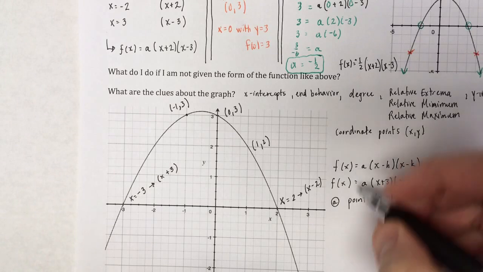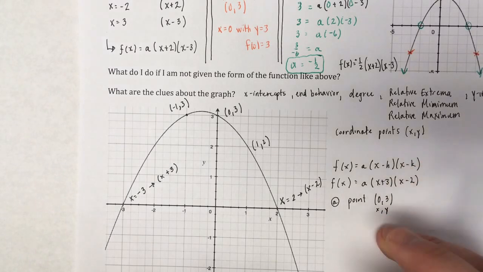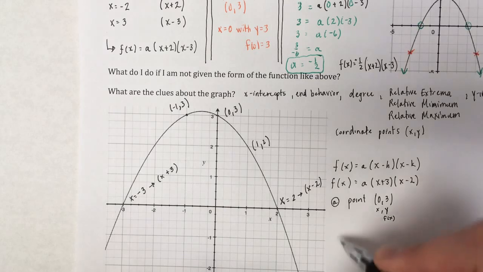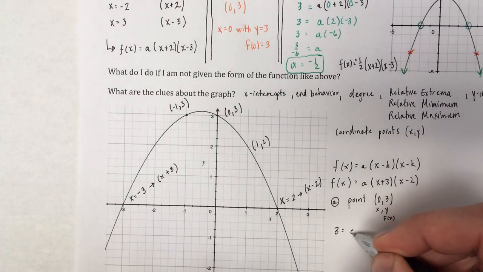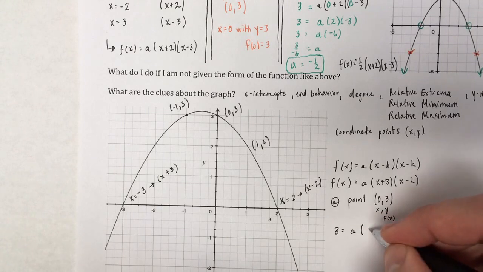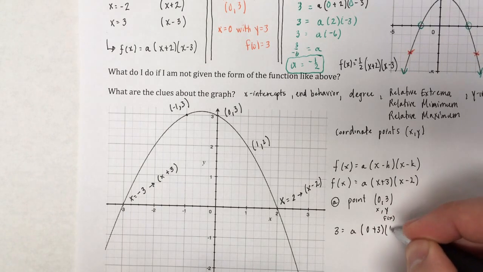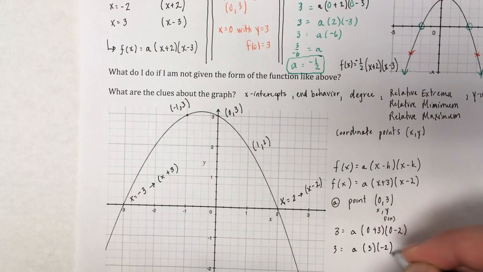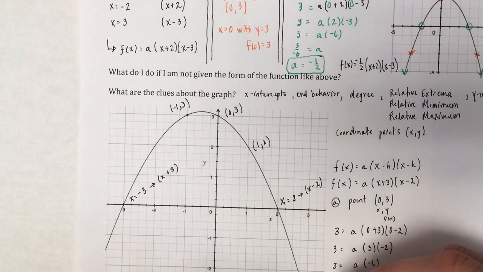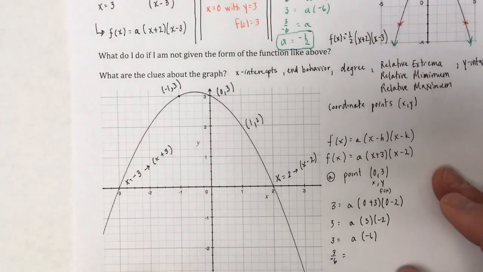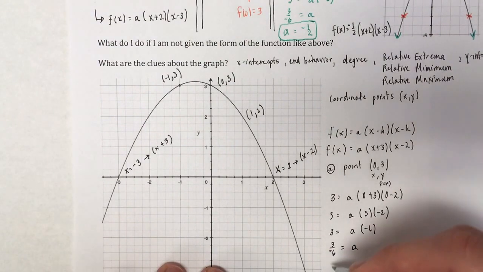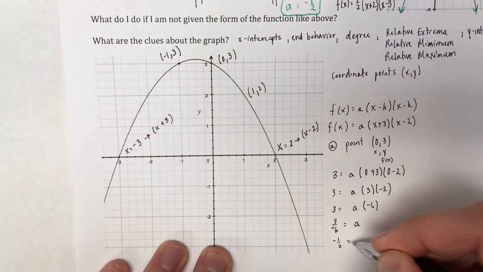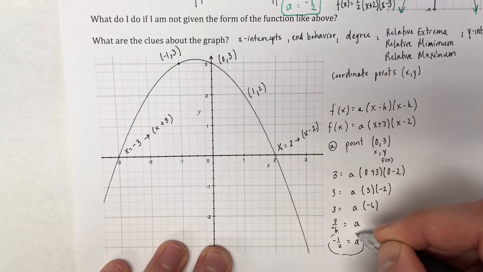So if I make those substitutions, this is my x value, this is my y value, or really f of x. And so I'll see that 3 equals a times the x value 0, 0 plus 3, 0 minus 2. 3 equals a, 3 times negative 2, which is negative 6, so 3 equals a times negative 6. Divide both sides by negative 6. And you'll get a is equal to negative 1/2. So I'm going to just circle that.